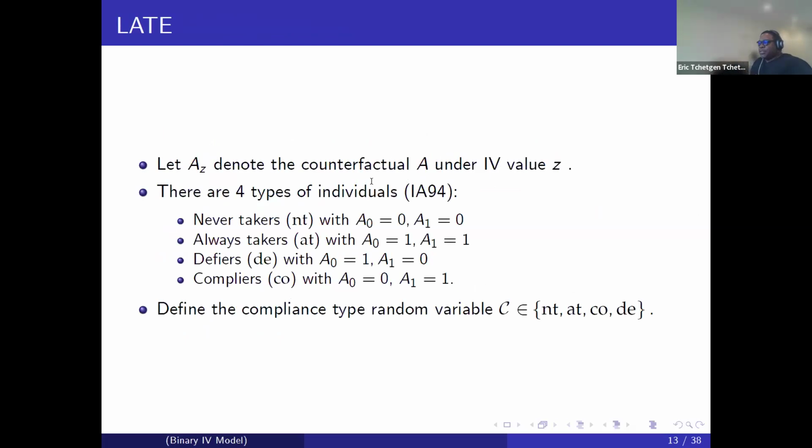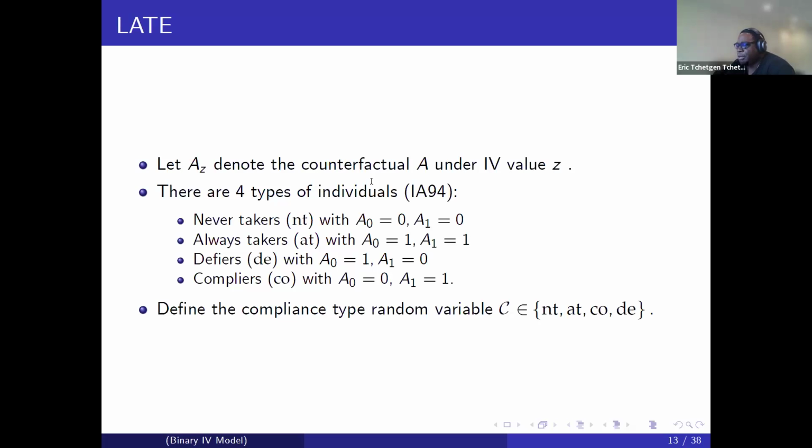We'll use potential outcomes or counterfactuals. Let A_z denote the counterfactual treatment under a hypothetical IV value Z, little z. Imbens and Angrist in their 94 paper introduced 4 types of individuals. We will refer to these as compliance types. Never takers, NT, with A0 equals 0 and A1 equals 0. They will never take the treatment regardless of which IV value they are set to. Always takers, they would always take the treatment regardless of which value the IV was set to.